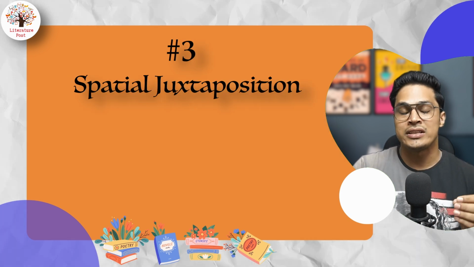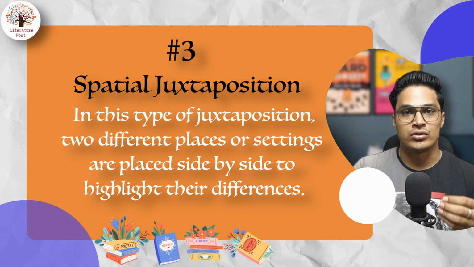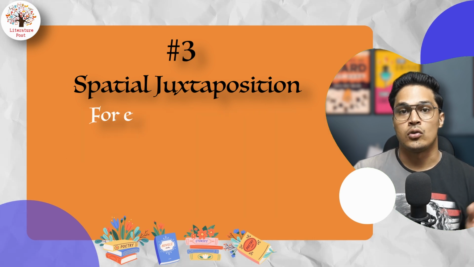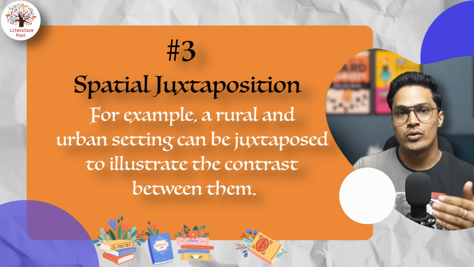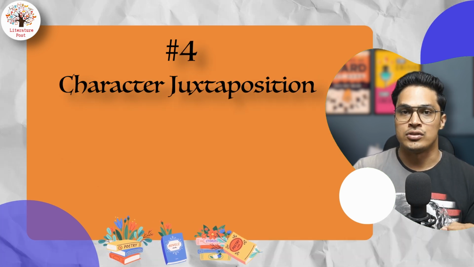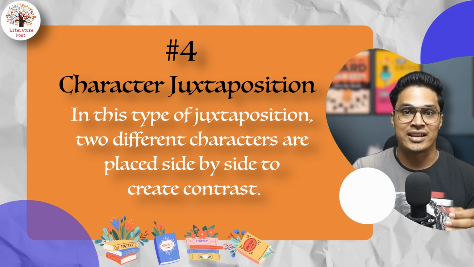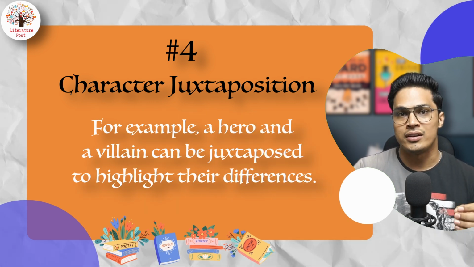Number 3, spatial juxtaposition. In this type of juxtaposition, two different places or settings are placed side by side to highlight their difference. For example, a rural and urban setting can be juxtaposed to illustrate the contrast between them. Number 4, character juxtaposition. In this type of juxtaposition, two different characters are placed side by side to create contrast. For example, a hero and villain can be juxtaposed to highlight their difference.